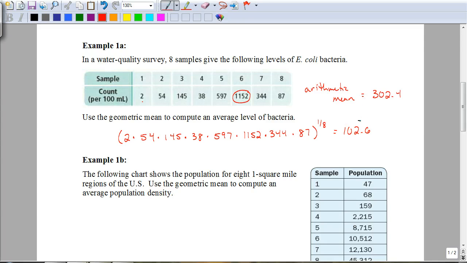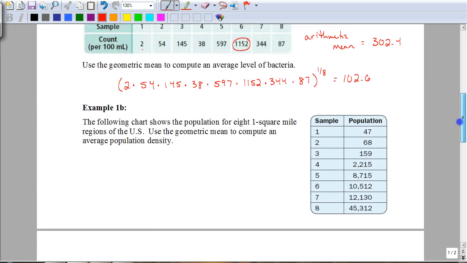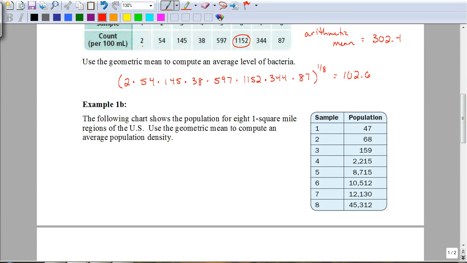That's a big difference from the arithmetic mean. This gives you a better measure of center than this does for this particular problem, because the arithmetic mean doesn't take into consideration the fact that this 1,152 is going to throw off your data, where the geometric mean adjusts for that. Okay, so why don't you guys find the geometric mean of these populations?